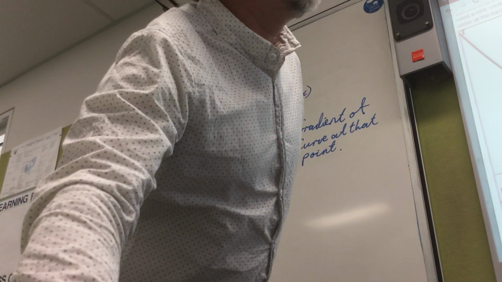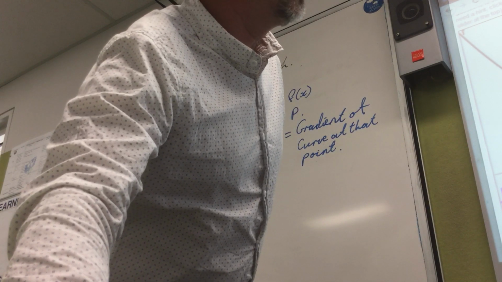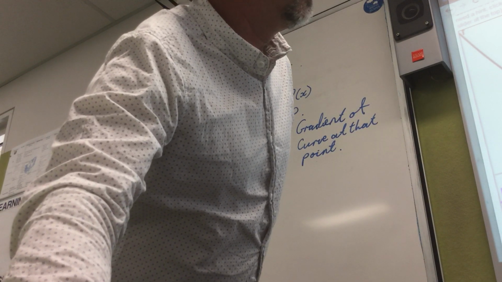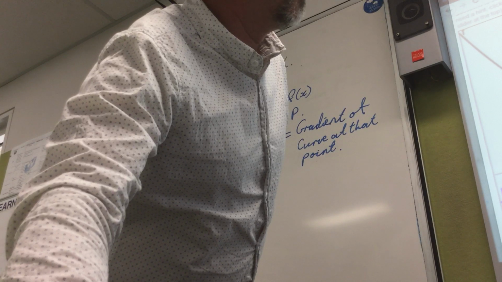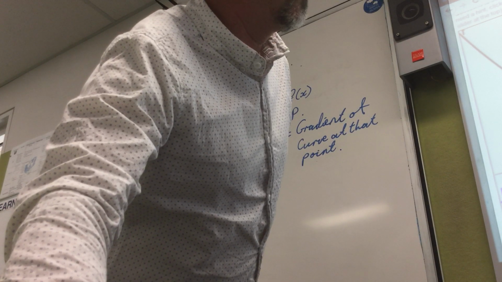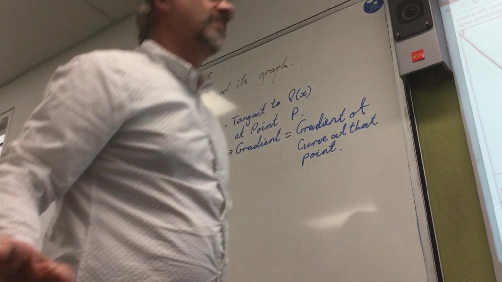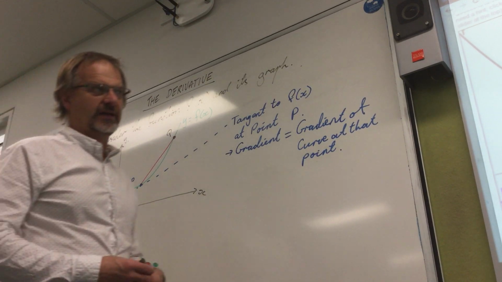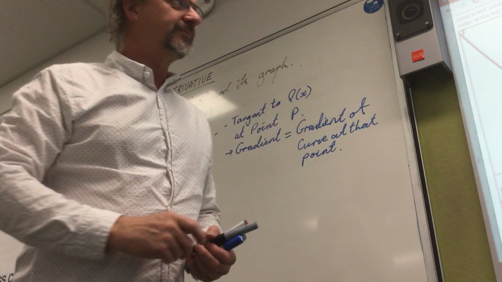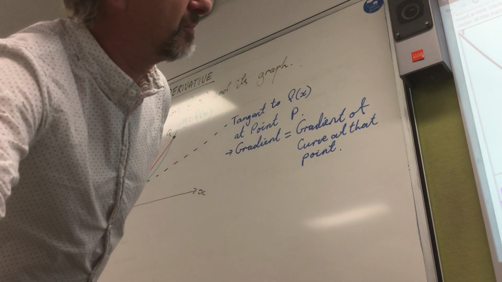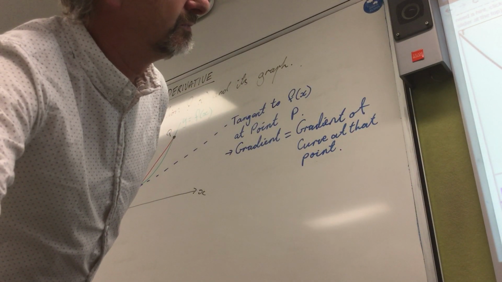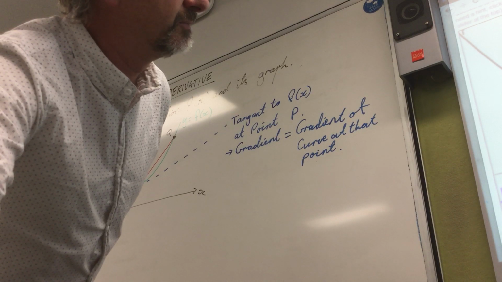But if I move this point here, point A, point Q, closer, moving it down the curve closer to point P, now you can see that the gradient is getting closer to that blue one. And the more I bring it down, the closer it gets.